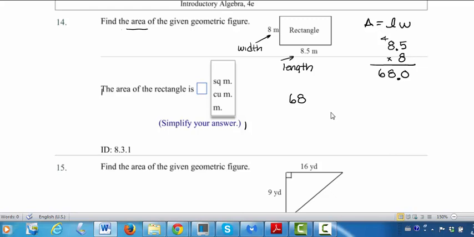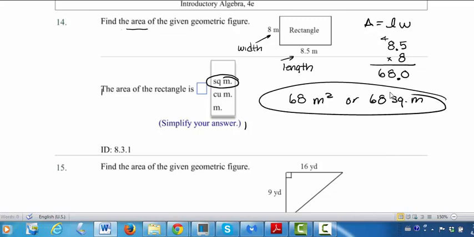And remember, when we're talking about areas now, we use our units squared, right? So it's going to be square meters. We can write it that way, or you can write 68 square meters. Either one will work.